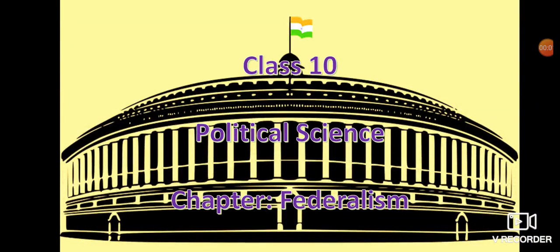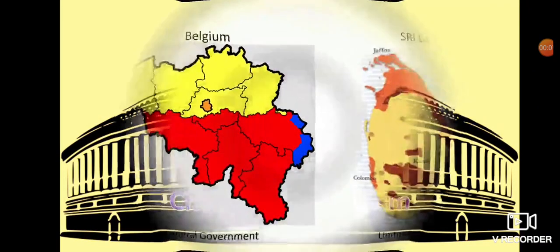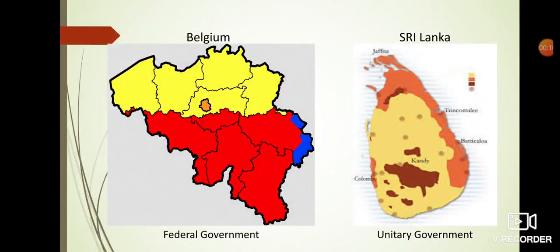Today we will start with the second chapter of political science, Federalism. In the previous chapter, we studied the power sharing of two different countries, Belgium and Sri Lanka. In Belgium, we saw that there were three different language-based communities, and ultimately the government decided to share power among those communities. And the resentment was resolved, and that problem was solved.